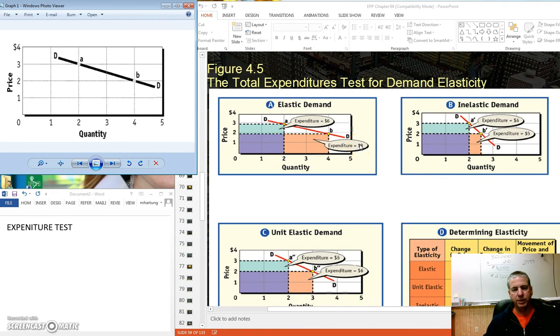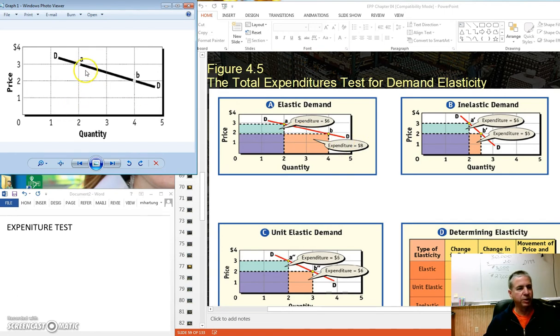So what happened here is that there was a large response to the price drop, meaning that quantity demanded went up. People responded to that decrease in price significantly. And so there was an increase in the expenditures. It went from $6 up to $8. So we lowered the price and expenditures went up.